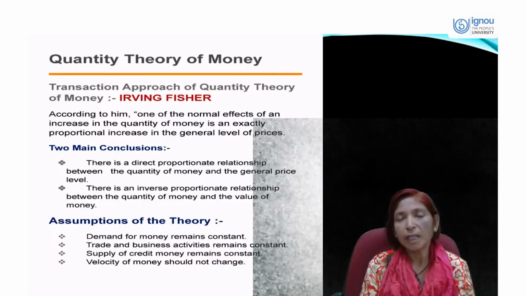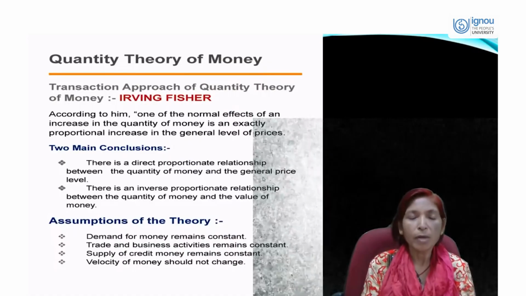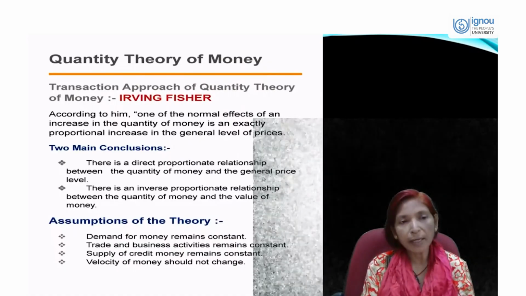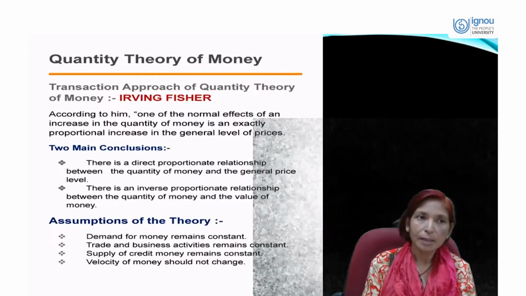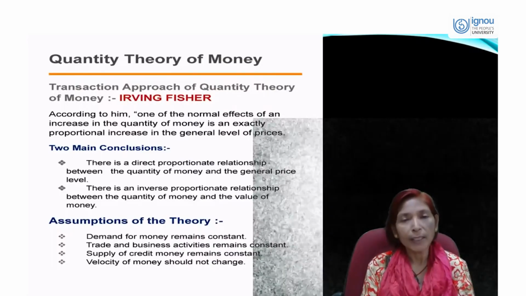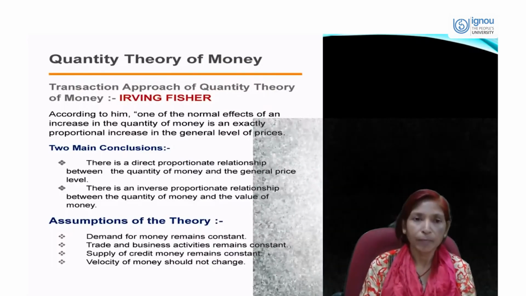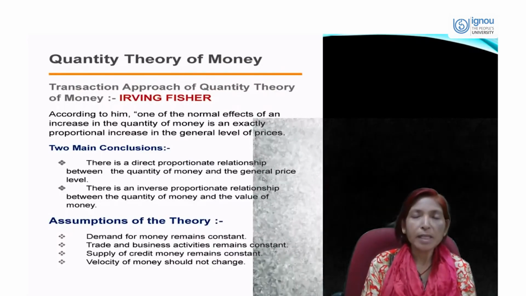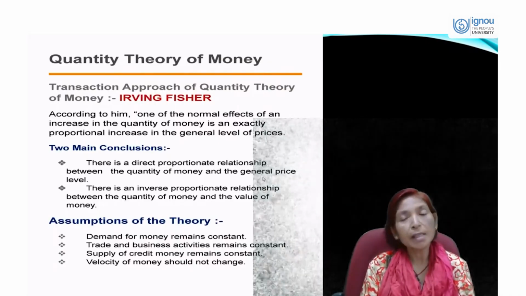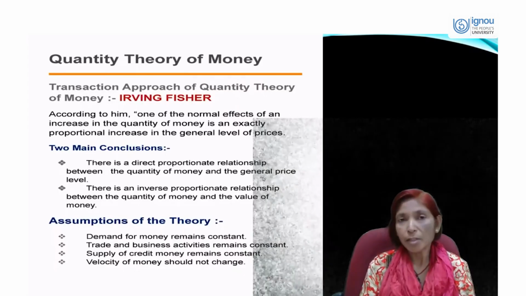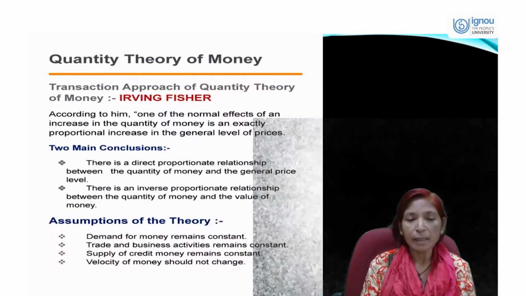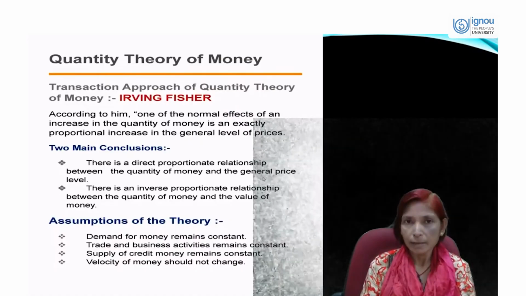This is the main theory propounded by David Hume but popularized and developed by Irving Fisher, which is known as the transaction approach of the quantity theory of money. This theory is based on some assumptions. And what are these assumptions? Number one is that demand for money remains constant.